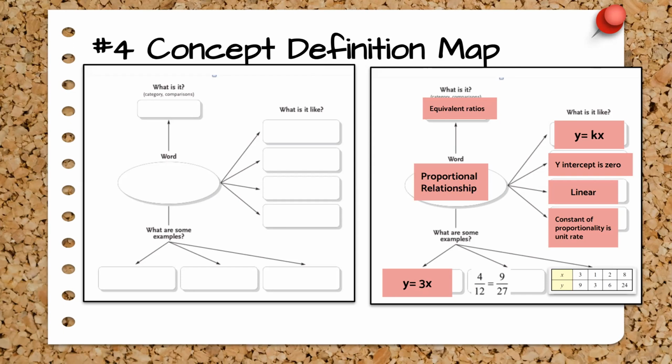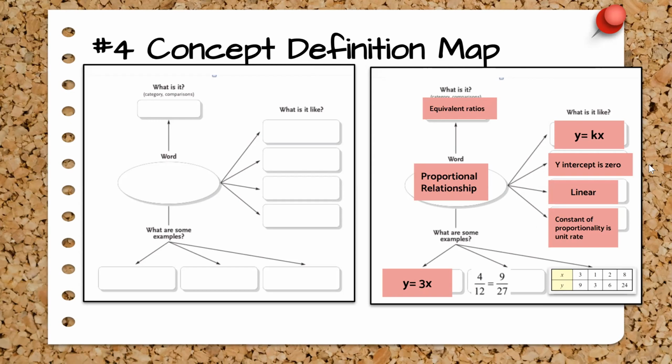So the word goes in the middle. We have what is it? What category does it fit into? What is it like? And then what are some examples? On the right-hand side, you can see an example of one that has been filled out by a student or by a group of students. So their word that they were given was proportional relationship. And you can see its characteristics and its traits over on the right-hand side. And then you can see some student-generated examples below.